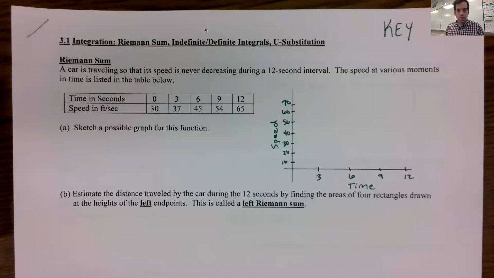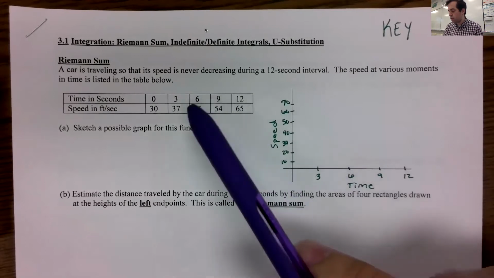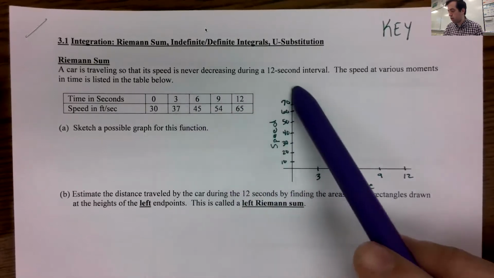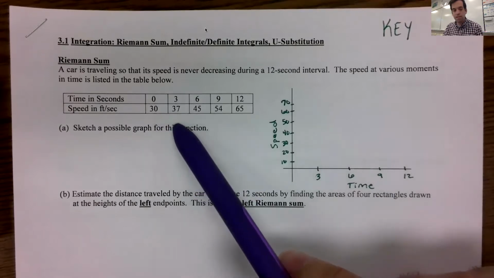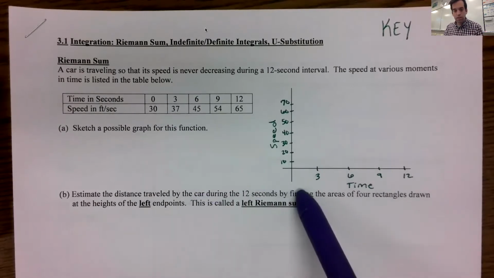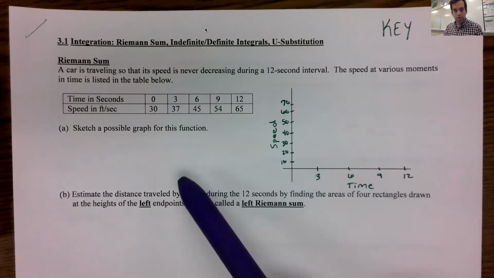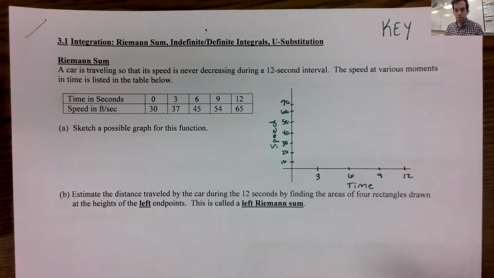All right, so we're going to start off our integration unit with a review of Riemann sum. So let's take a look at this question. A car is traveling so that its speed is never decreasing during a 12-second interval. The speed at various moments in time is listed in the table below. I've already kind of started to construct the graph. So for part A, we're going to sketch a possible graph for this function.